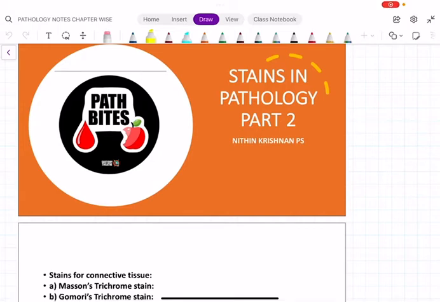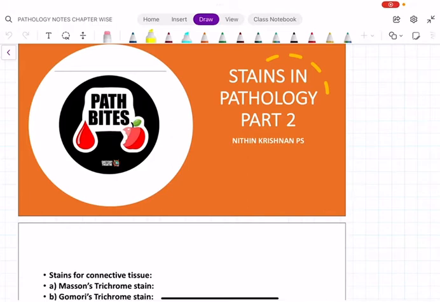Can you name another stain for copper? It's orcein. Very good. Then for melanin, the most standard stain is Masson-Fontana. We also have Schmorl's staining. And what do we have for iron? What is the gold standard? Perls' Prussian blue. Very good.